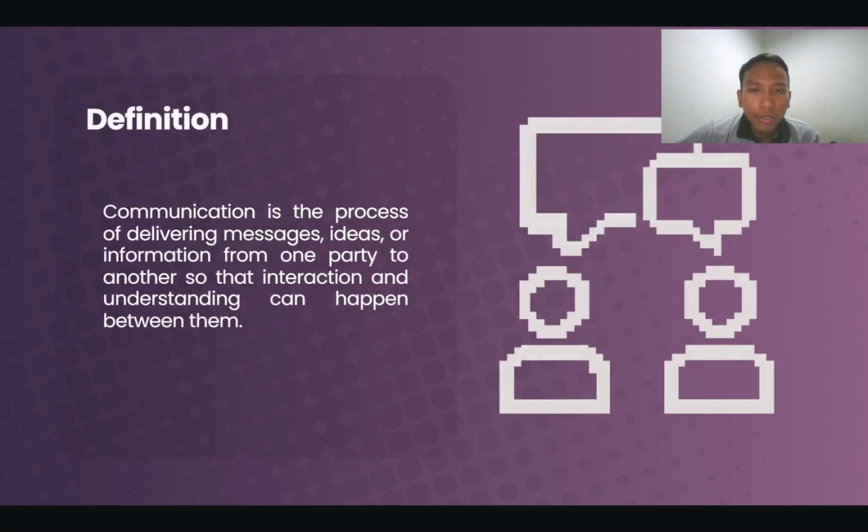Next, we're gonna talk about the definition of communication first. Communication is the process of delivering messages, ideas, or information from one party to another so that interaction and understanding can happen between them. Without communication, people would have difficulty sharing ideas and interacting with each other. In this modern era, communication is not only done by humans, but also by digital systems and devices through computer network.